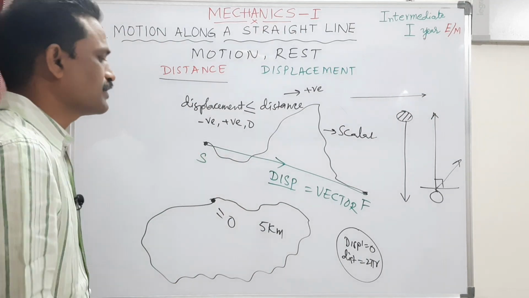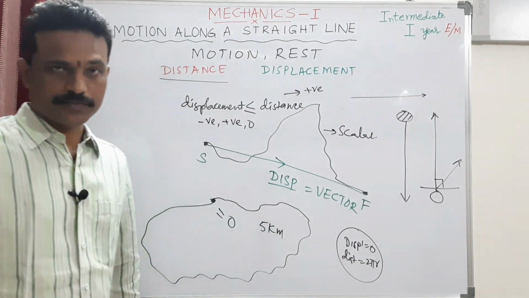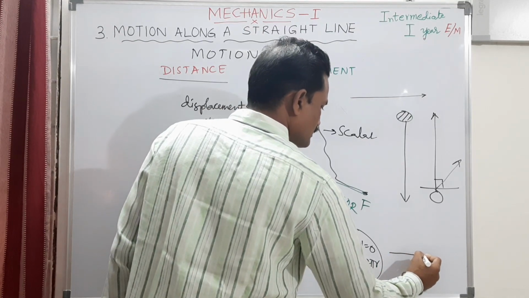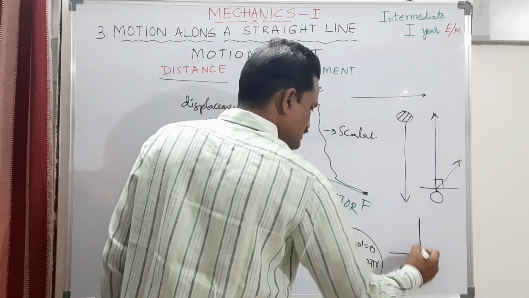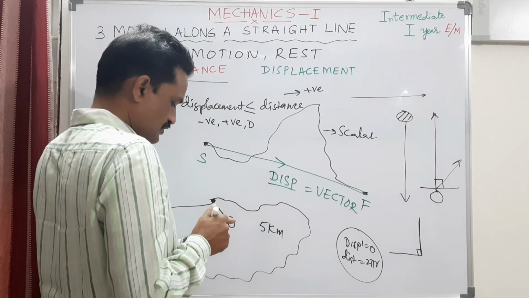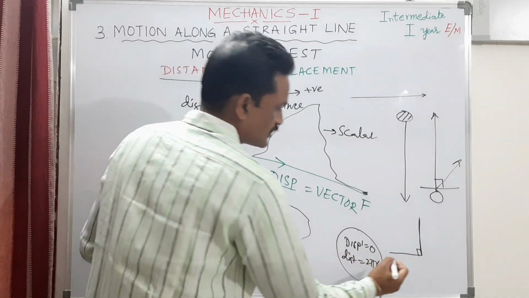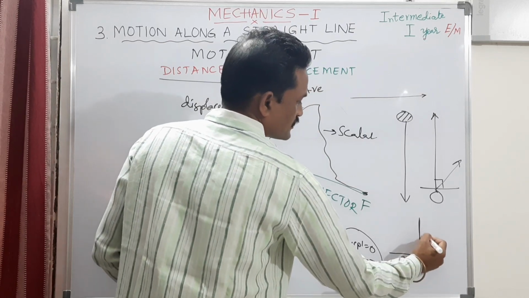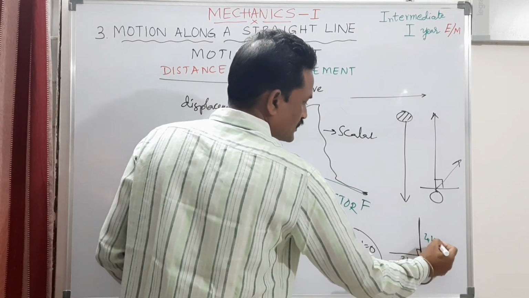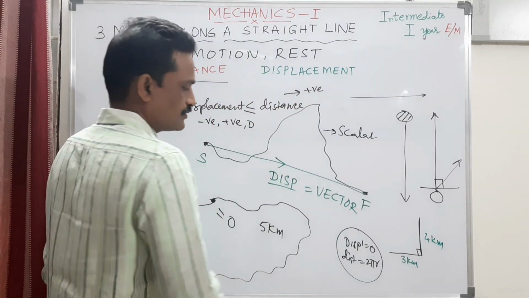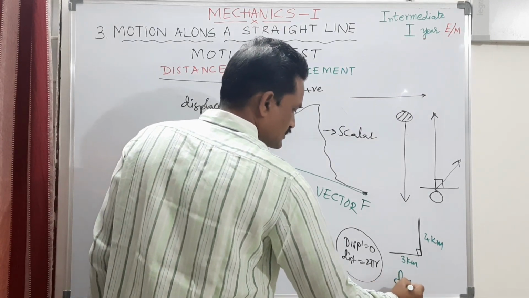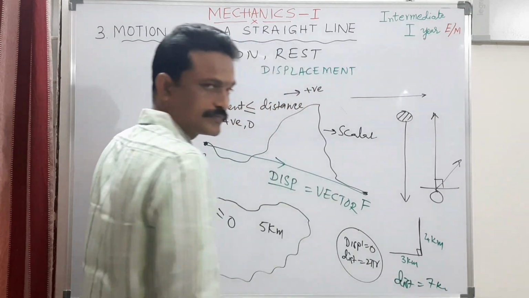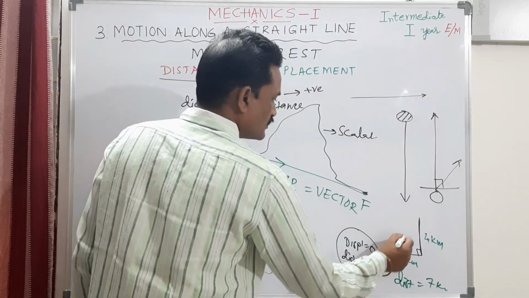You can take a number of examples, you can solve problems. For example, you are going in these two paths which are perpendicular to each other. Now what is your distance? Your distance is this total length. Let us say you traveled here 3 kilometers, then you turn left and you traveled for 4 kilometers. Now your distance is how much? 3 plus 4, 7 kilometers. But the displacement is this one.